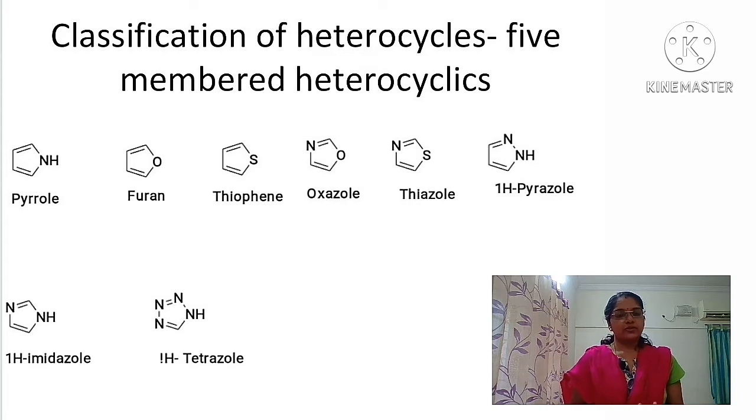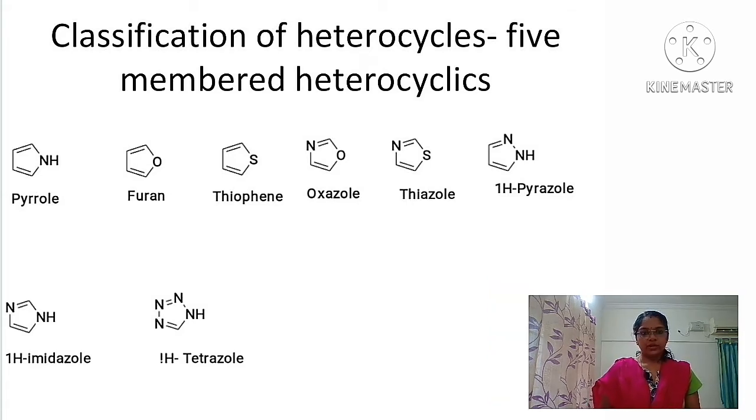In 5-membered heterocycles, the first compound we can take is pyrrole. Pyrrole is a 5-membered ring and it contains one heteroatom, that is nitrogen, and it has one lone pair of electrons on the nitrogen atom. The next compound is furan. Furan is again a 5-membered heterocycle and it contains oxygen as the heteroatom and an unshared pair of electrons on the oxygen atom.